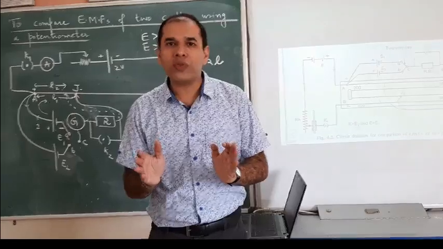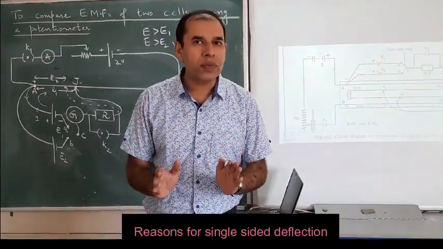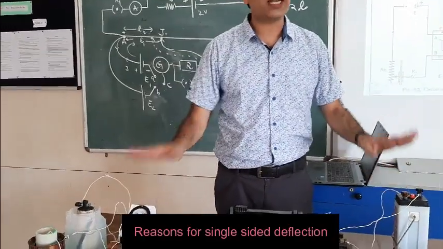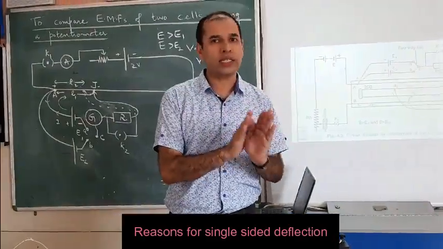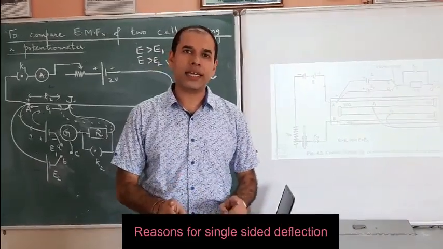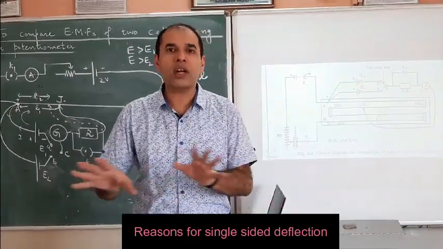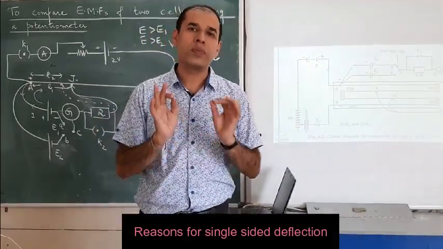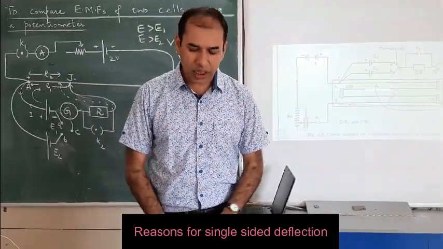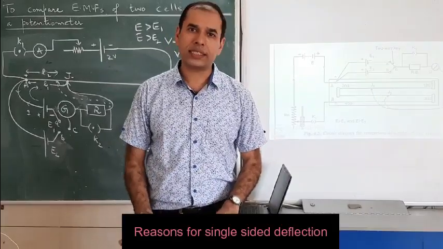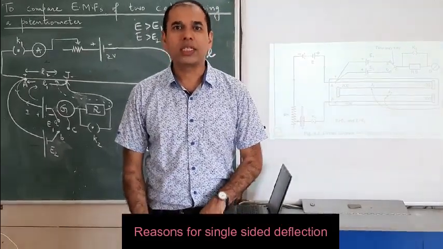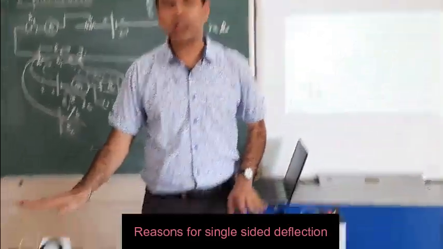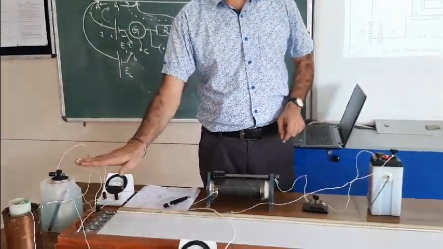So what are the reasons for which single-sided deflection can come? One, the battery voltage is supplied by cells. That you have to ensure in the beginning that that is not the case. Then the single-sided deflection can be because there are wrong connections. So make sure that all positives are connected at the same point. The third can be the rheostat that we have just discussed, that the rheostat should not reduce the battery voltage below the voltage supplied by E1 and E2.